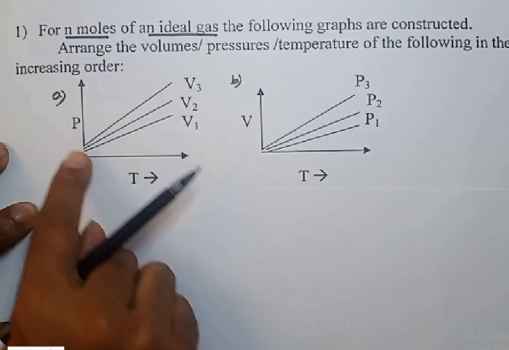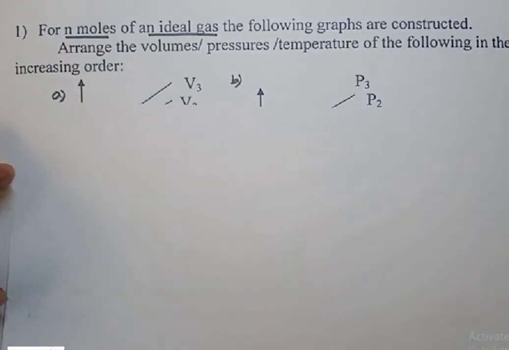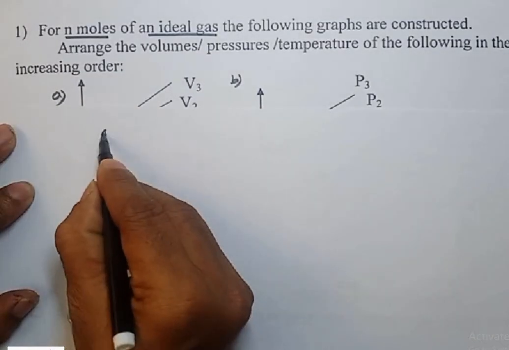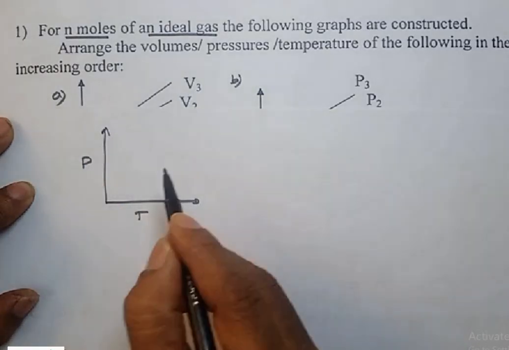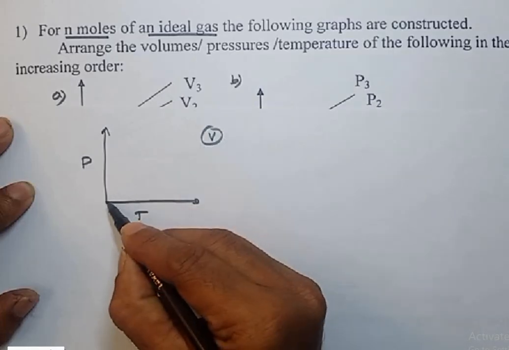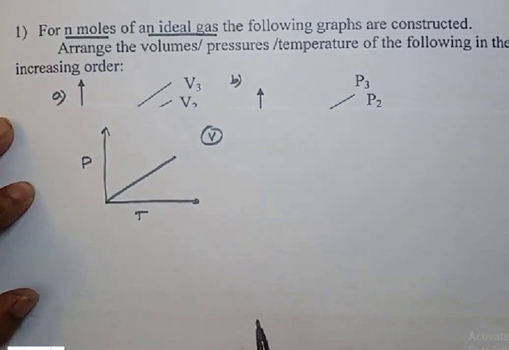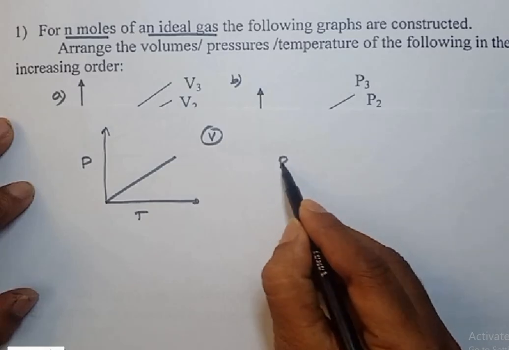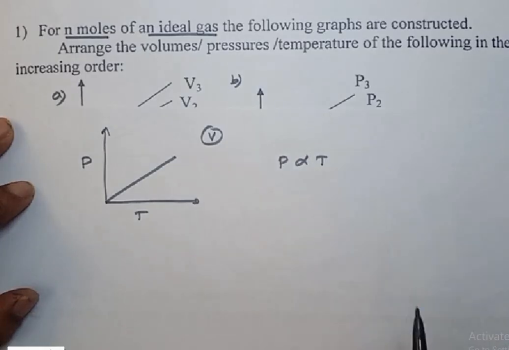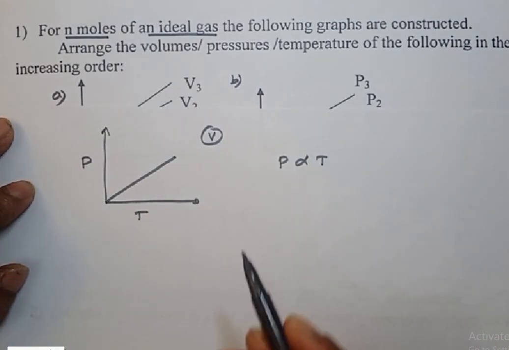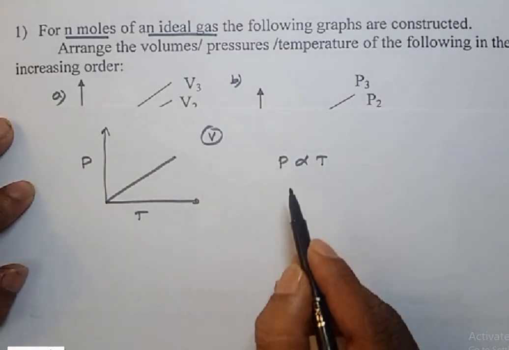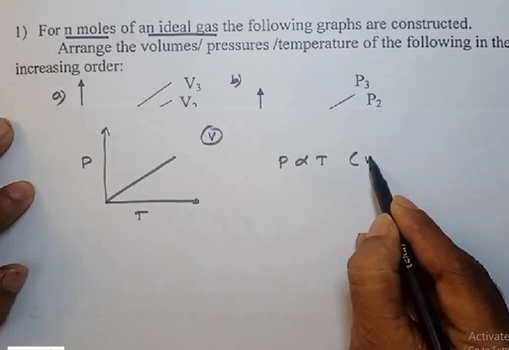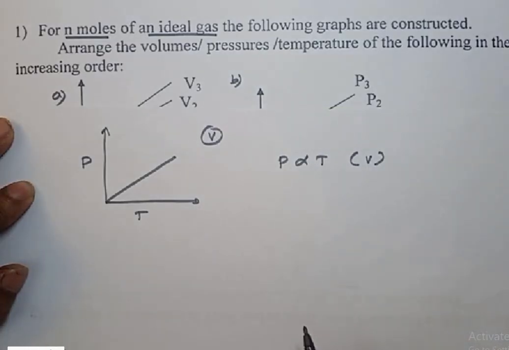Here, pressure and temperature are plotted. So we know very well, in the case of an ideal gas, if we plot pressure versus temperature, keeping volume constant, we'll get a straight line passing through the origin. This is nothing but Gay-Lussac's law: pressure is directly proportional to temperature at constant volume, right? So we'll get a straight line passing through the origin.